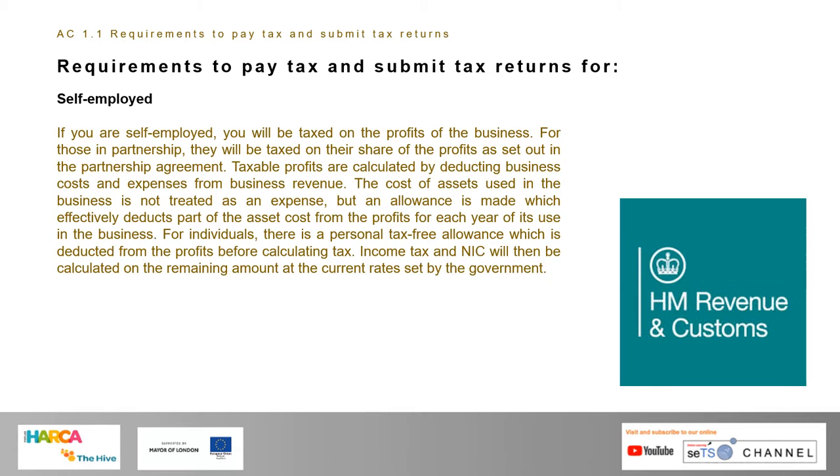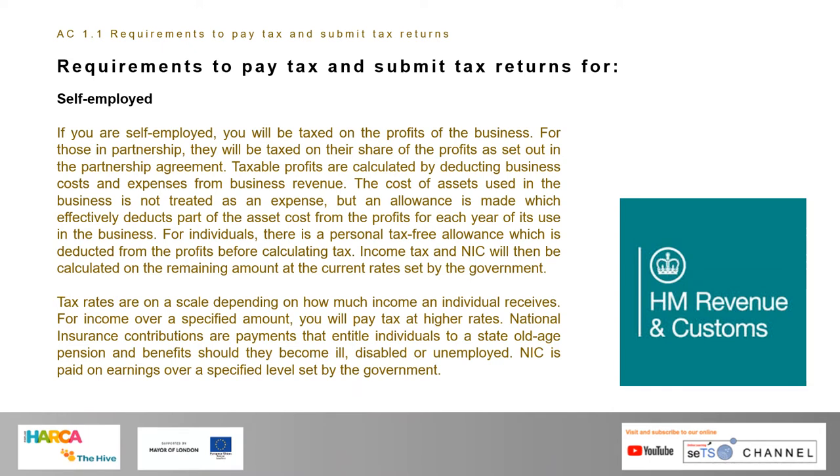The cost of assets used in the business is not treated as an expense, but an allowance is made which effectively deducts part of the asset cost from the profits for each year of its use in the business. For individuals, there is a personal tax-free allowance which is deducted from the profits before calculating tax. Income tax and NIC contributions will then be calculated on the remaining amounts at the current rates set out by the government.